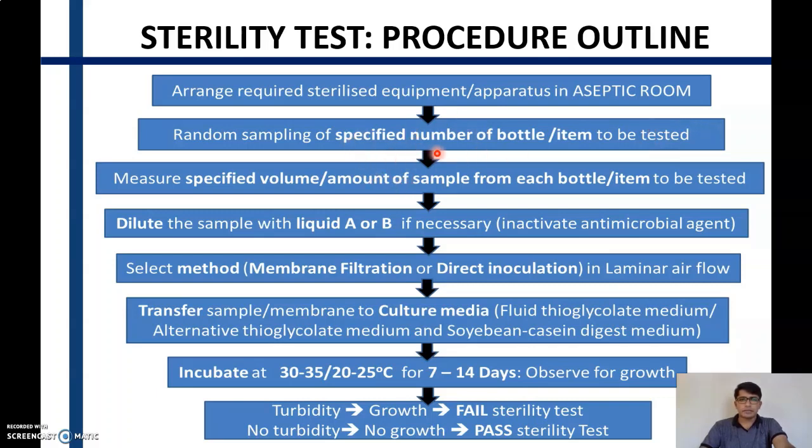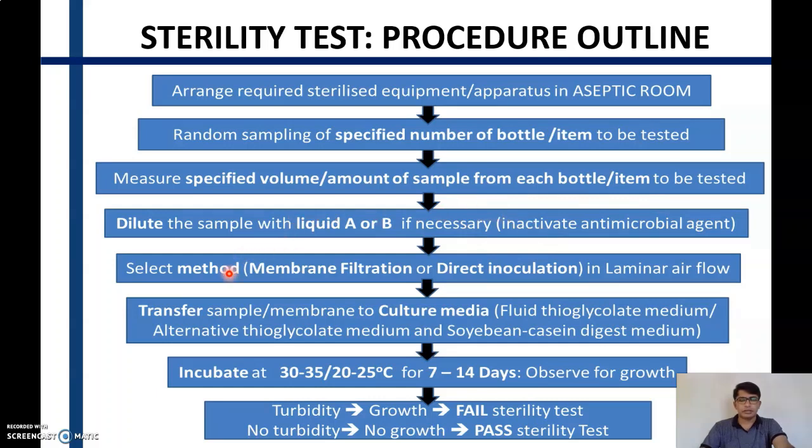Then from the specified number of bottles we measure the specified volume or amount of the sample from each container. Then we dilute with liquid A or B if necessary, to inactivate the antimicrobial agent which is used as a preservative in the parenteral preparation.